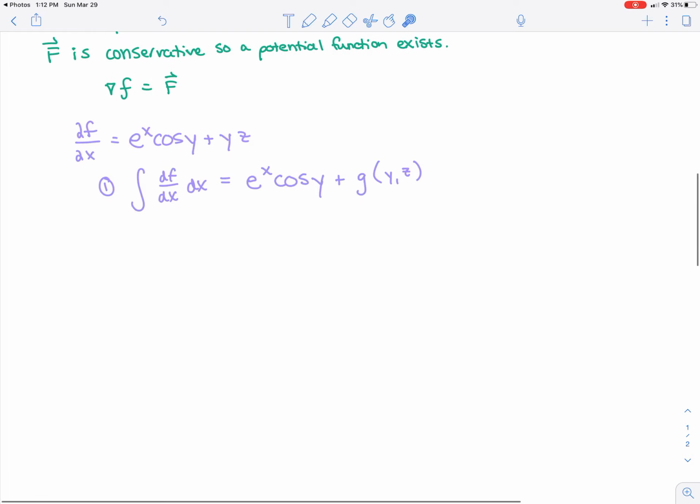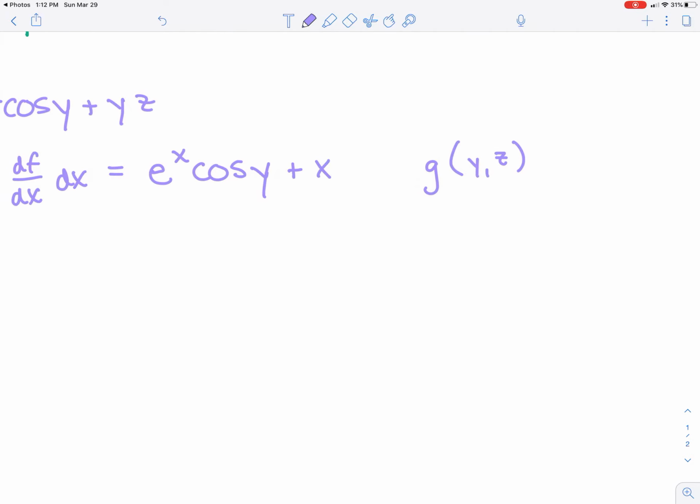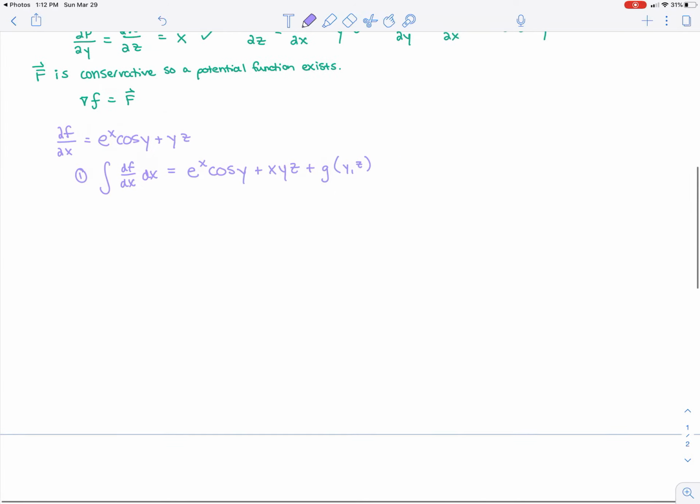Oh, excuse me, I missed a whole term. So it's actually plus xyz, plus that. So when you take the x partial derivative of this, you'll get that first component. So we know that this is our first iteration of the potential function.